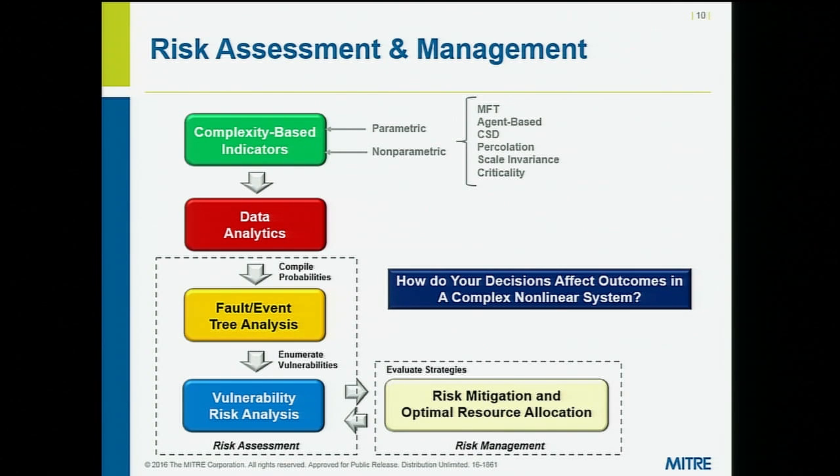And we can also start developing risk mitigations and optimal resource allocation strategies to overcome those. So from a complexity-based indicator point of view, we use both parametric and non-parametric data analytic approaches. Some of these I had already discussed. They involve mean field theories, agent-based models, critical slowing down, percolation, scale invariance, criticality. The list goes on and on, but these are the highest, at least in our priority.